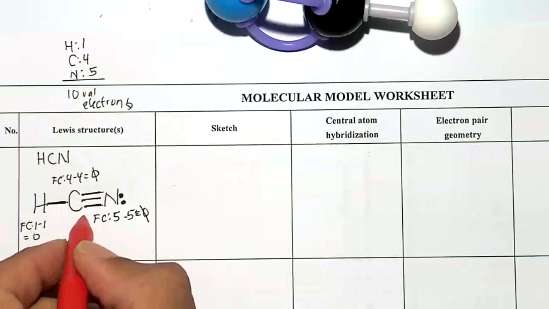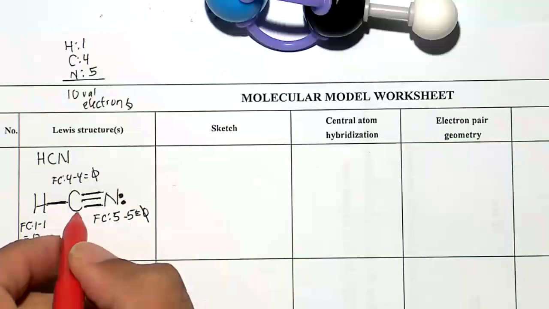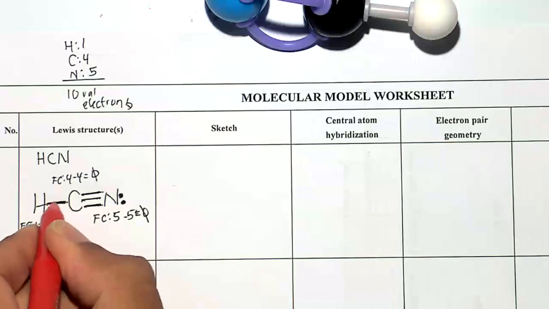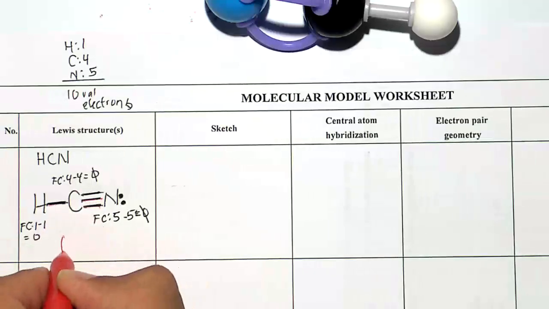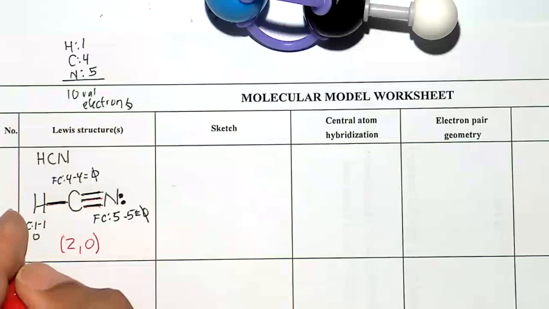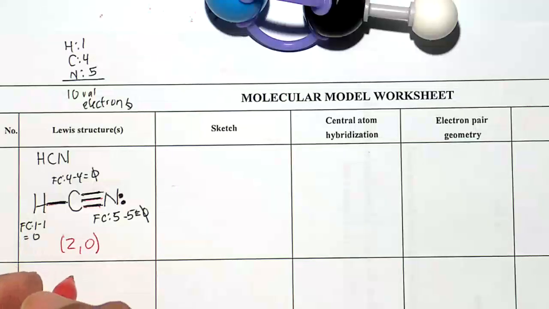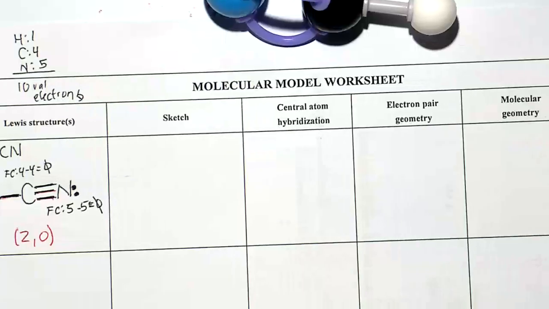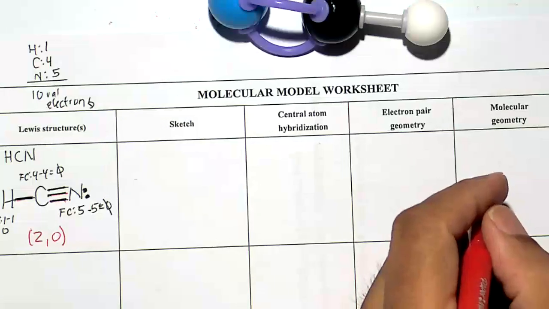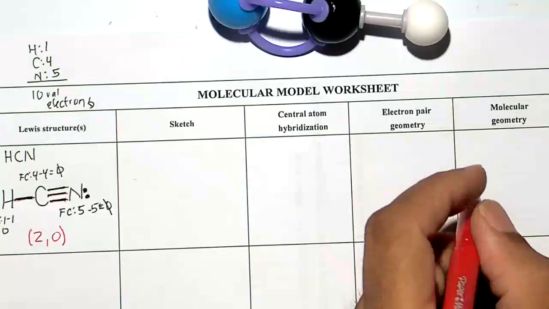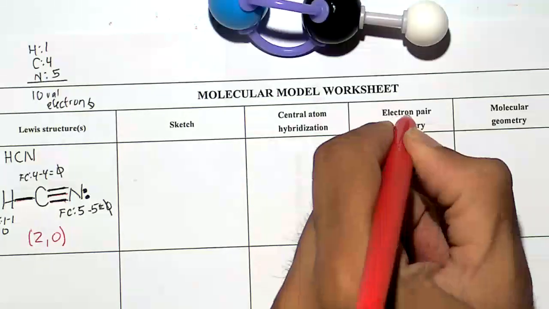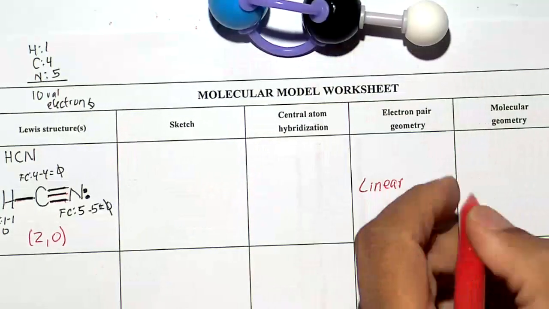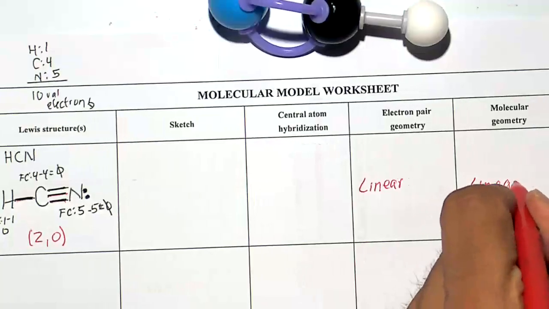Central atom: how many bonds and how many lone pairs? Not 4 bonds. There's 1 bond here, and the triple bond here counts as 1 more. So 2 bonds and 0 lone pairs. If you have my class, you can use table 10.1, but 2 bonds and 0 lone pairs is linear. If there are no lone pairs, you don't have to worry. It's linear.